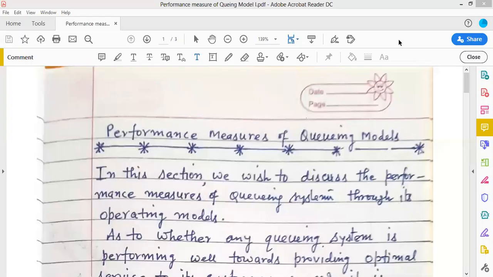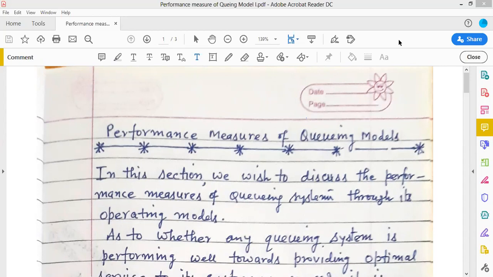Okay, welcome to this lecture. Today we are going to discuss the very important and useful topic of queuing theory, that is known as performance measure of the queuing theory or queuing models. Whenever we talk about the performance of the queuing system through its operating models, then there must be certain criteria so that we can measure and assess whether the system or the model is working properly or not.